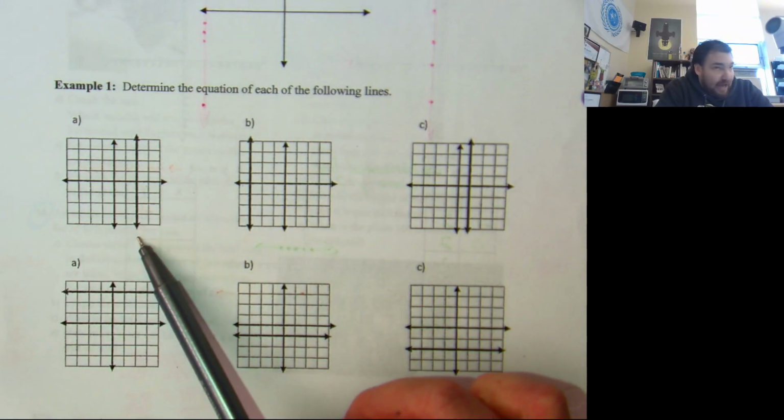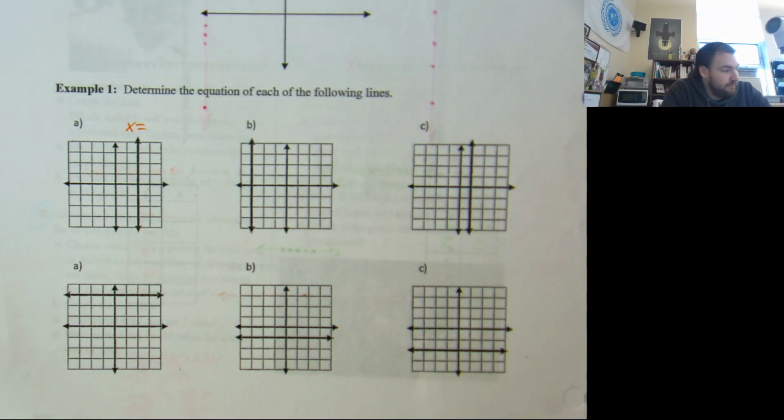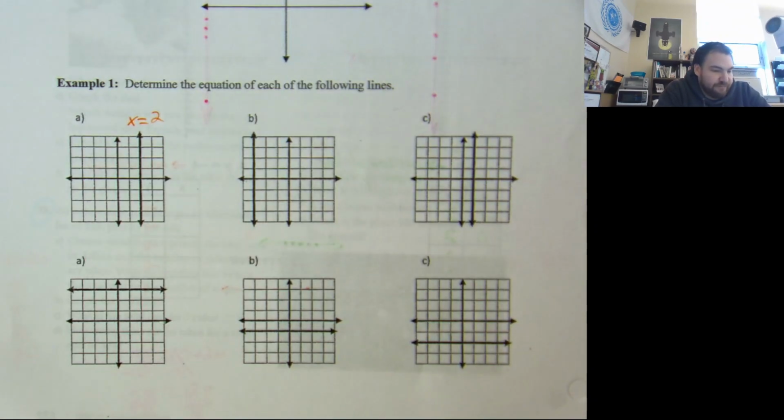Well, if that's a vertical line, what variable is locked? X. So this line is going to be X equals something. What is it? X equals 2. You betcha. You go over, it's 2 to the right. There it is. That's the equation.